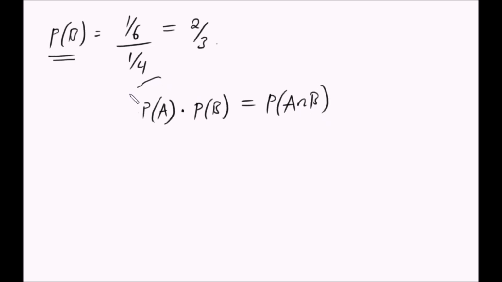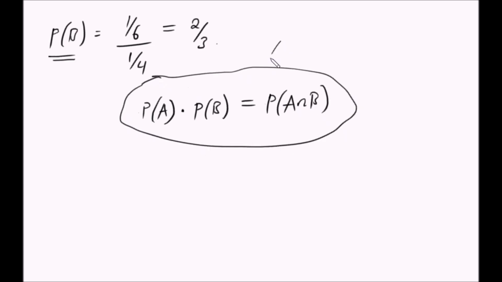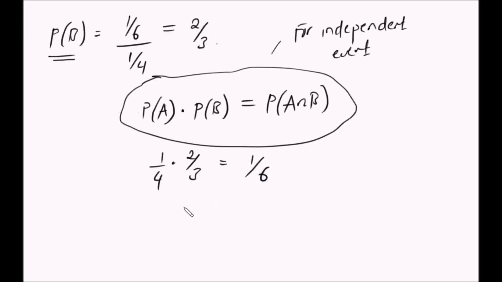So independent events zikoje? Probability of A times probability of B inabidi ikupe nini? Probability of A intersection B. This one is for independent events. You can remember this one tulisoma independent event. So probability of A tulipewa kwenye swali ni 1/4. Probability of B ni hiyo tumepata. Probability of A intersection B pia tulitafuta tukapata. So if this is true, then hence proved.